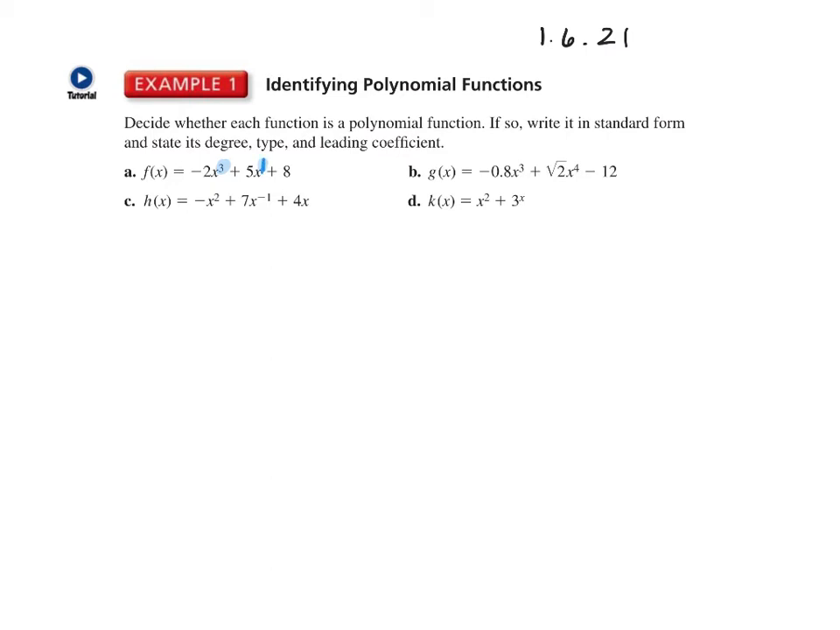And then there's no variable on the last one. So that certainly is a polynomial. Yes, it is. In standard form, does it go from highest exponent down to lowest exponent? It does, so that is standard form. Let's state its degree. The degree is the highest exponent, 3, just taking it from right there.